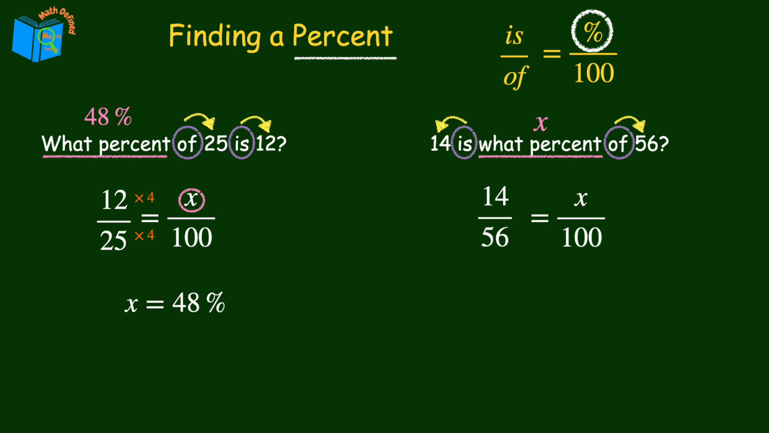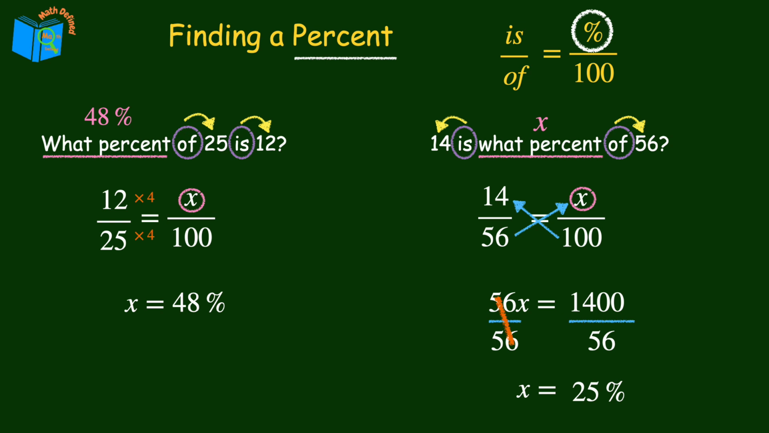Let's use cross multiplication to solve for x. 56 times x is 56x, and 100 times 14 is 1400. To solve for x, we'll divide each side by 56. The 56s cancel each other out, leaving x equals, and 1400 divided by 56 is 25%. So 14 is 25% of 56.